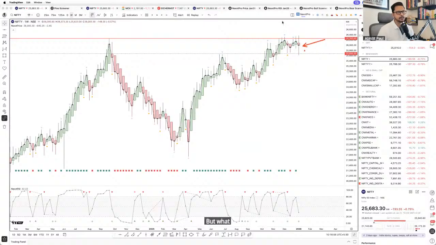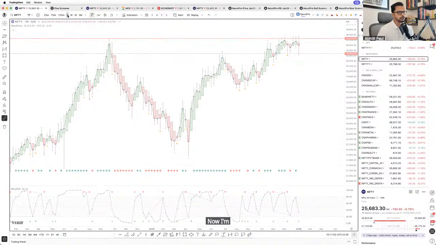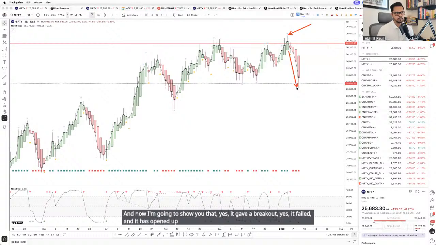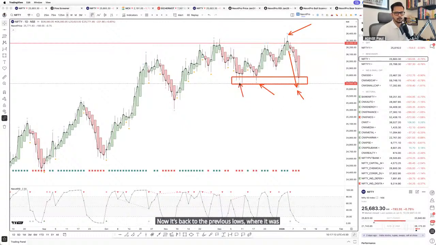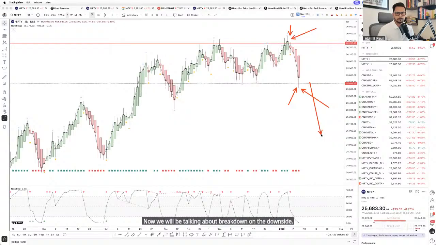But what has happened is a breakout failure again, especially last week. Now I'm going to go to the daily chart, and I'm going to show you that yes, it gave a breakout, yes, it failed, and it has opened up on the downside. Now it's back to the previous lows where it was. And just 4 days back, if we were talking about breakout positive, now we will be talking about breakdown on the downside. So the shift of short term sentiment.